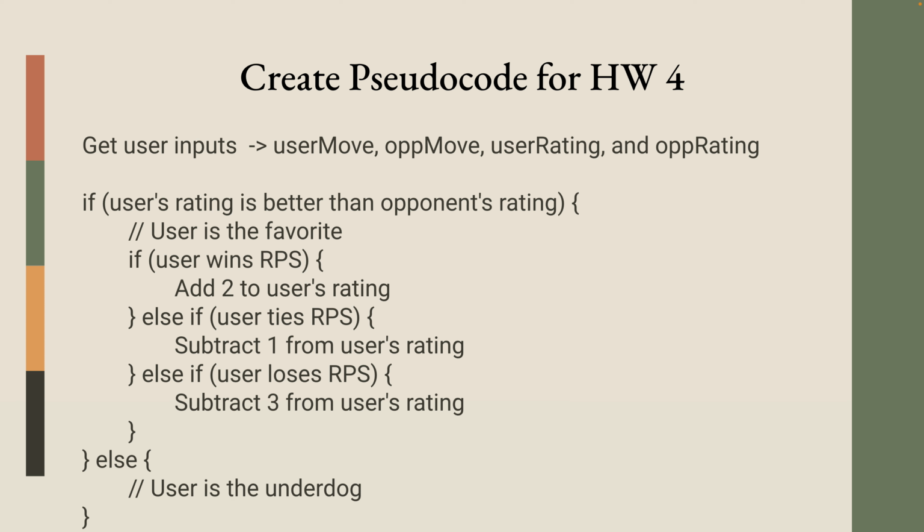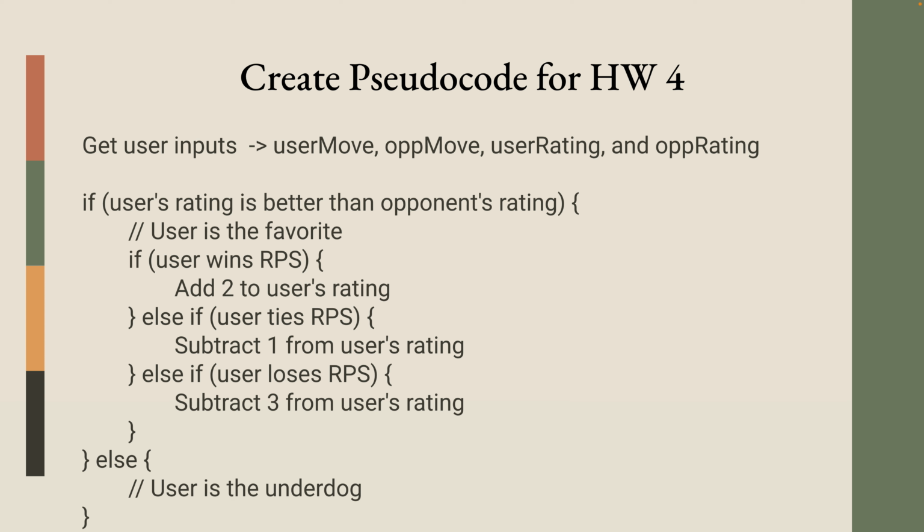Okay. So we have half the problem. The other half is, if the user is the favorite, based on whether they win, lose, or tie rock, paper, scissors, their rating changes in some way. And so that's why we put this nested if, else if statement inside of the case where the user is the favorite. So in this block here, where the user wins rock, paper, scissors, and we add 2 to the user's rating, 2 things are true at this point, if this line were to run. What are the 2 things that are true here? User wins and the user is better. Yes, both of them are true.